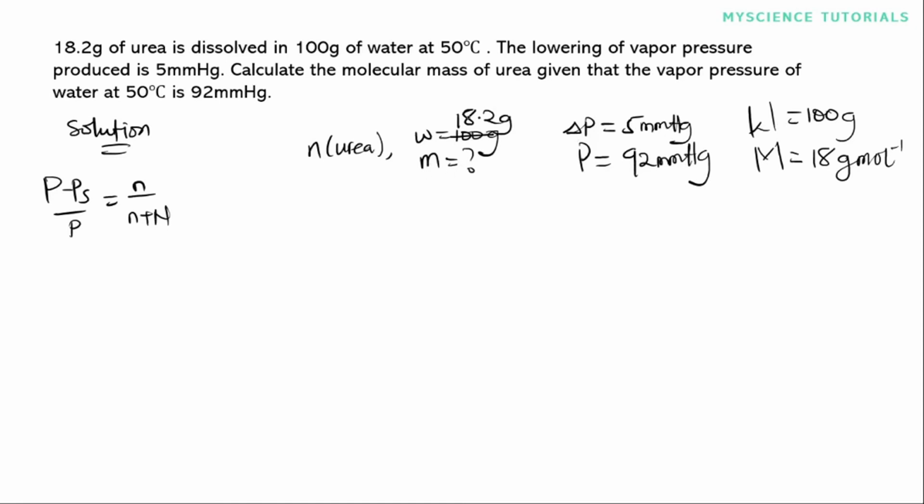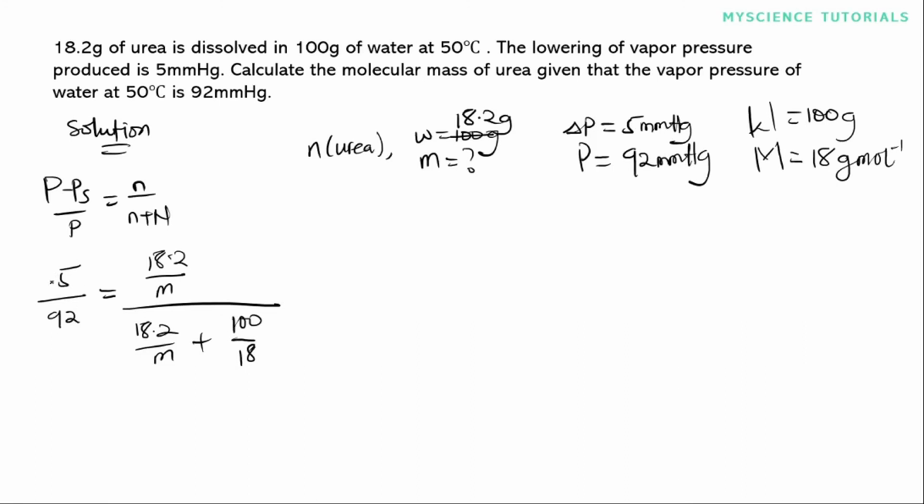Small m. All right, so let's have a look at what we have. We know P minus PS is the delta P. So we have 5 on our P, which is 92, equal to the top over here. This becomes small w, which is 18.2 divided by m, which we don't know, all over 18.2 divided by m, plus capital W, which is 100 over 18.